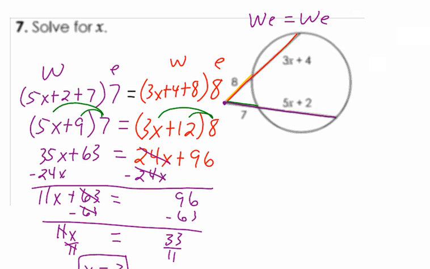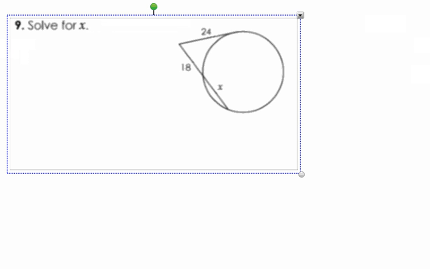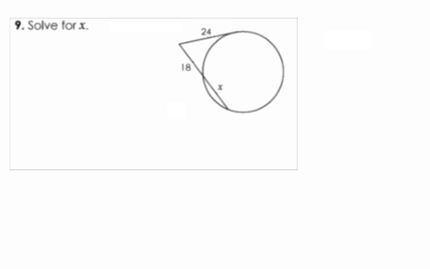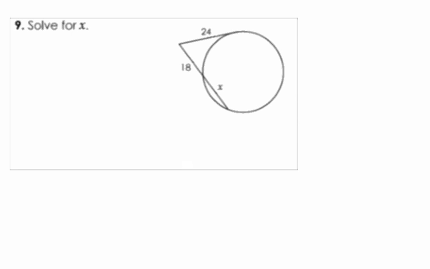Now if we go back and double check, it does just ask us to solve for x. So at that point, we're done. X is equal to 3. Okay. So I've got time to do a couple. Let's see. Yeah, one more example.